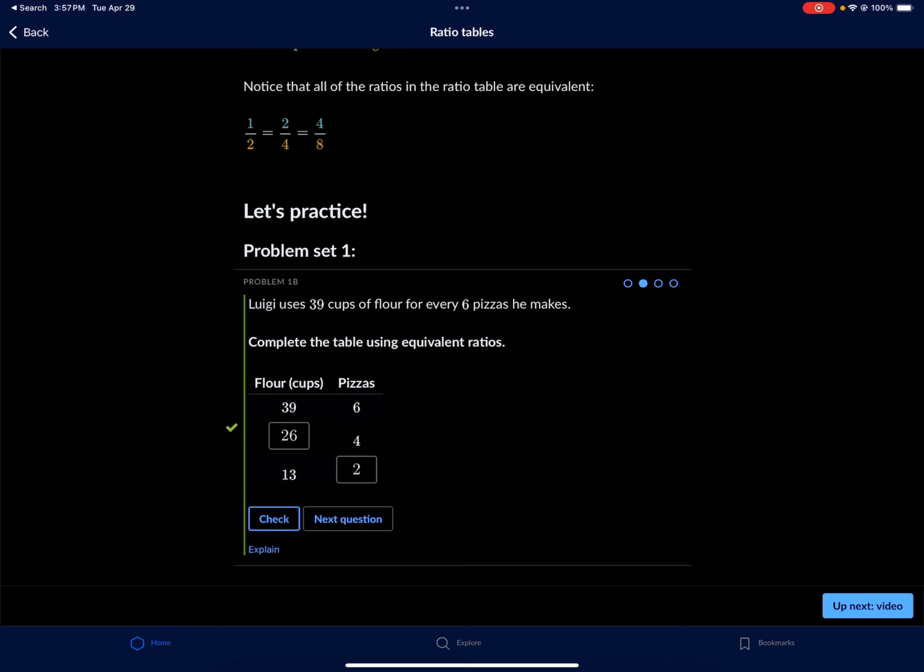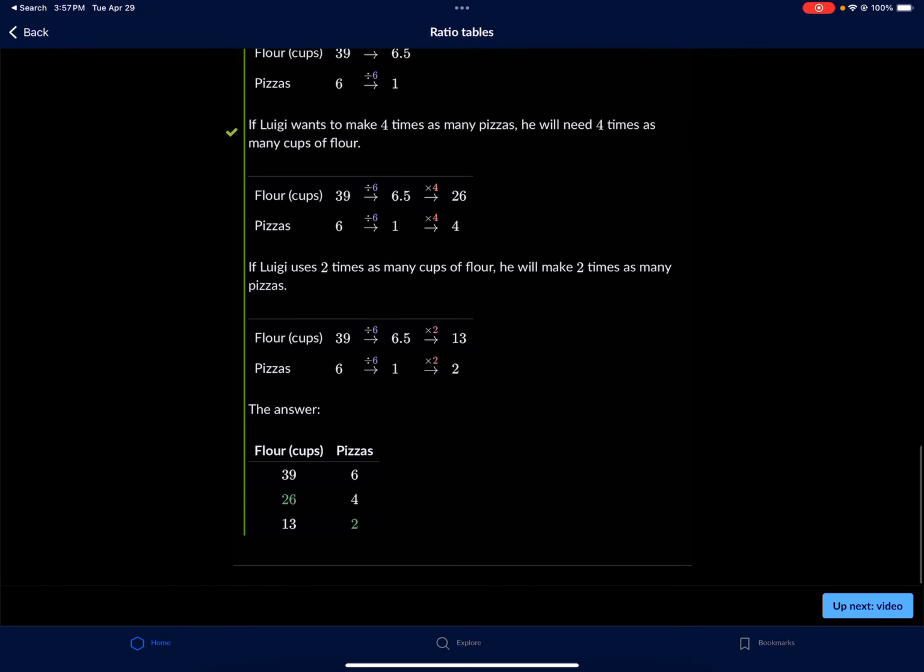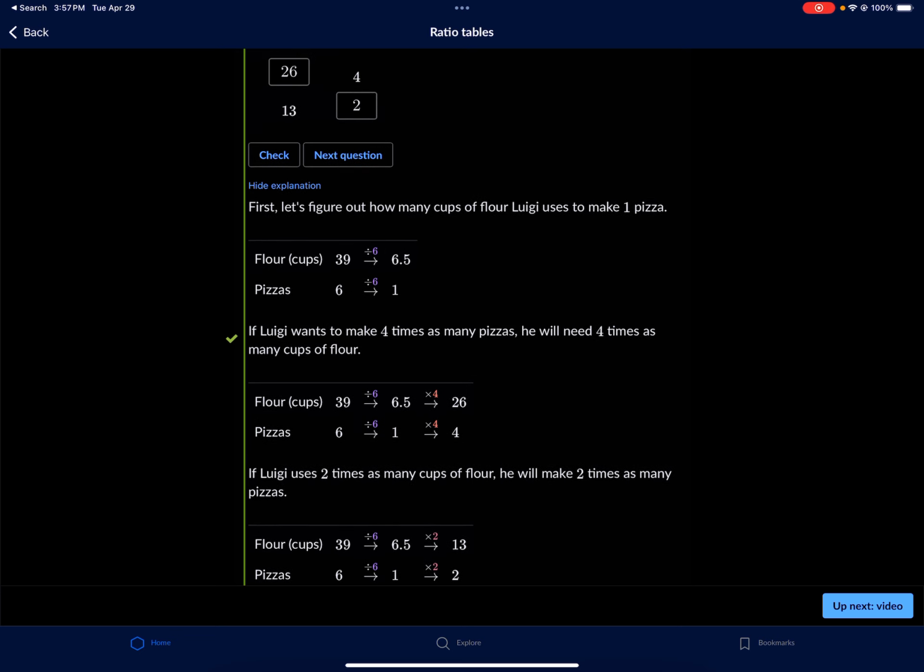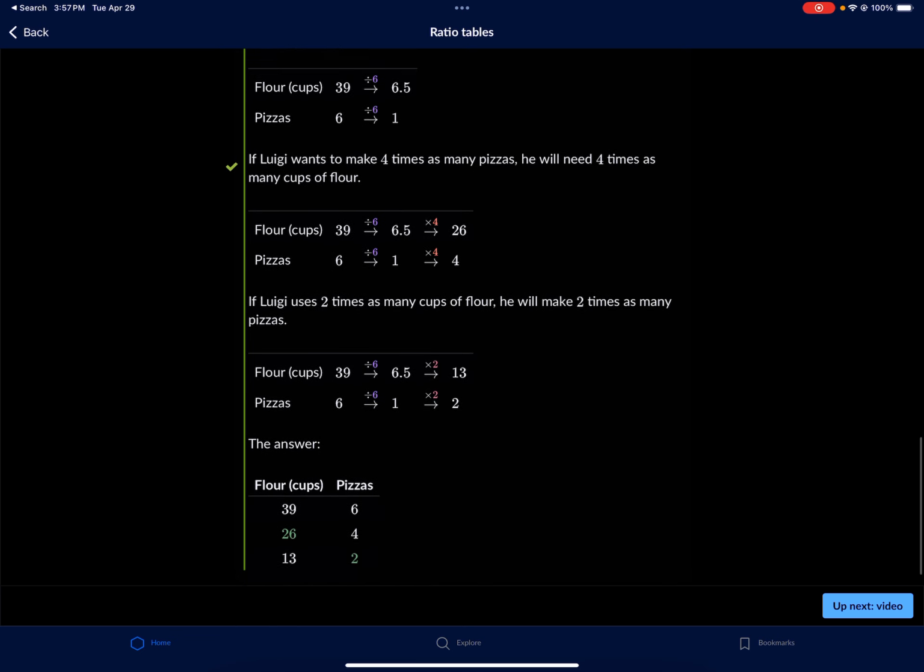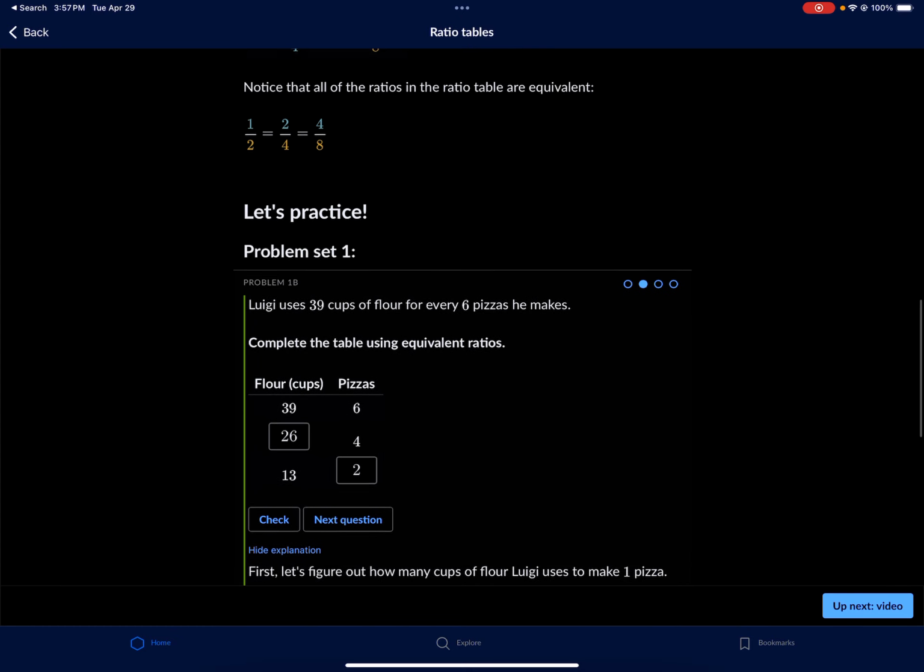So if we check that and explain, so here's the explanation here, and yeah, we use our tricks. We use divided by 6. Now they got decimals, which is the expected way, but I don't really like decimals when it comes to finding out whole numbers. So let's do the next problem.